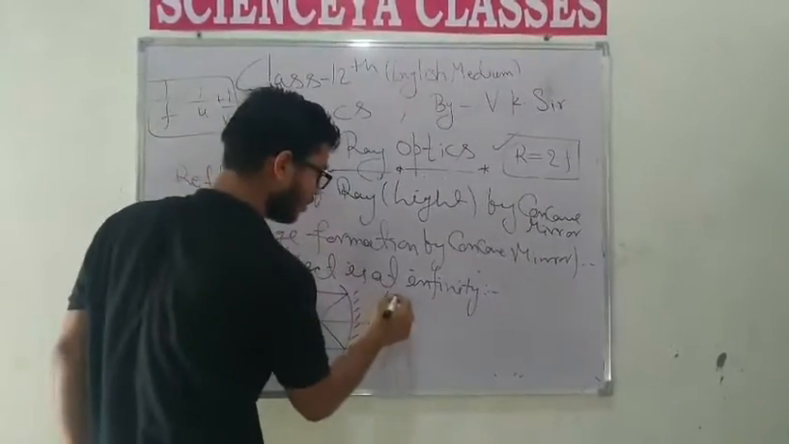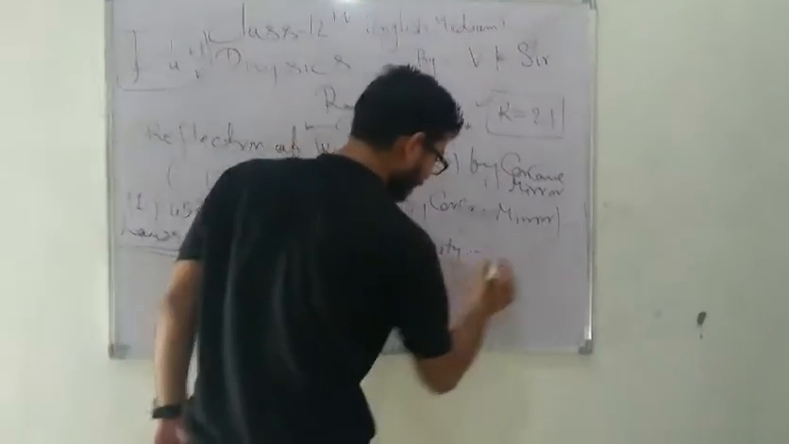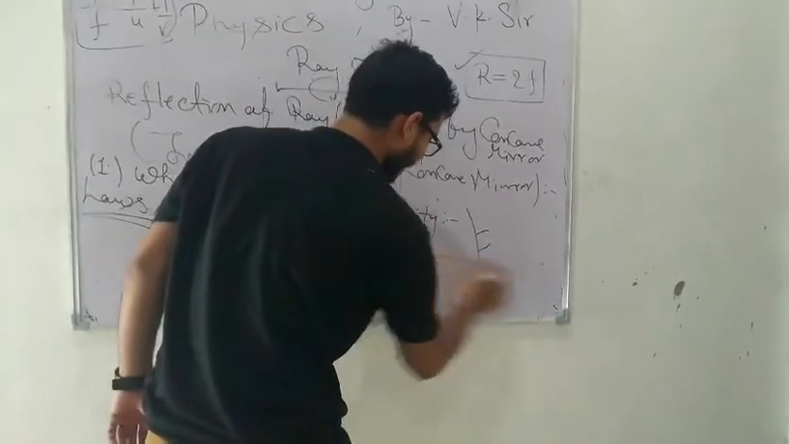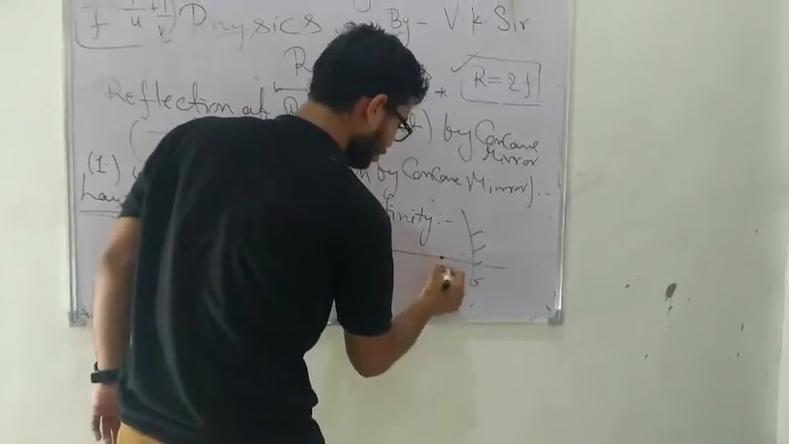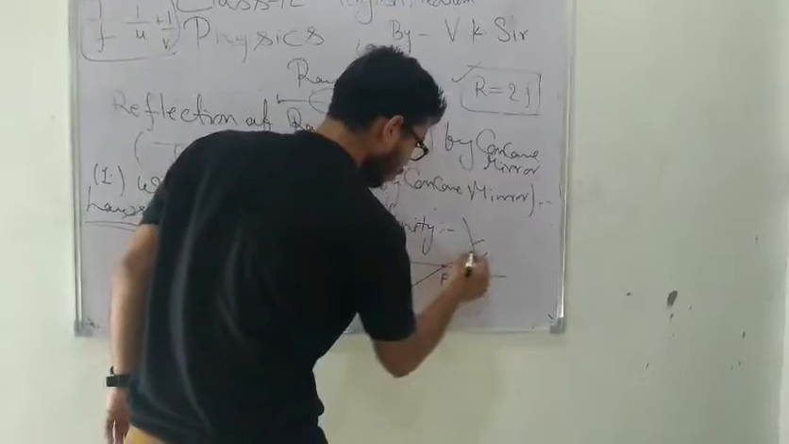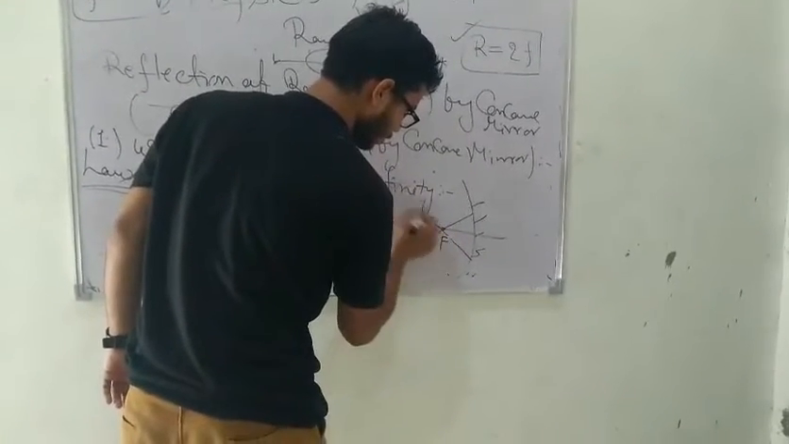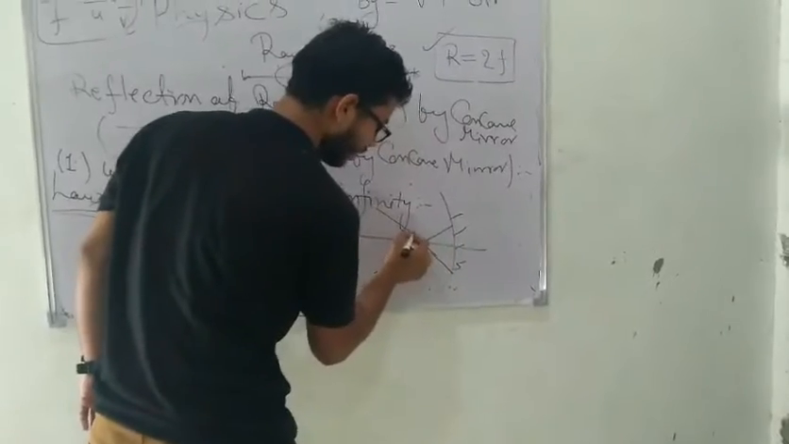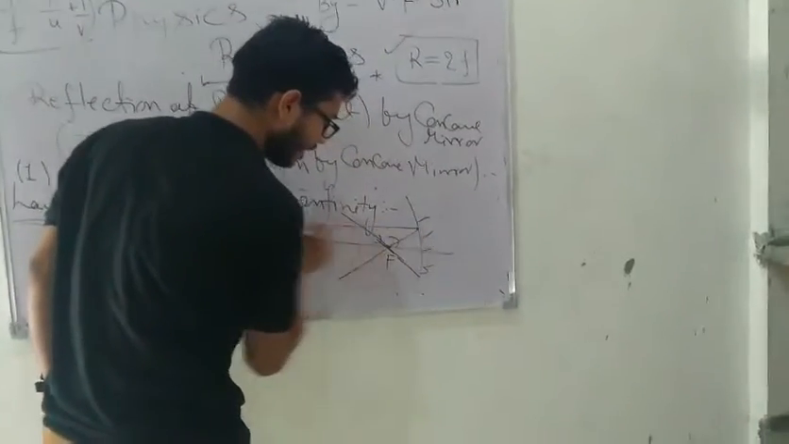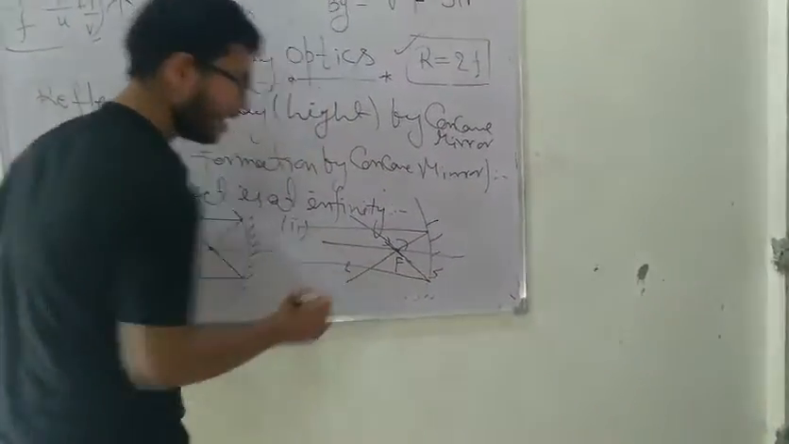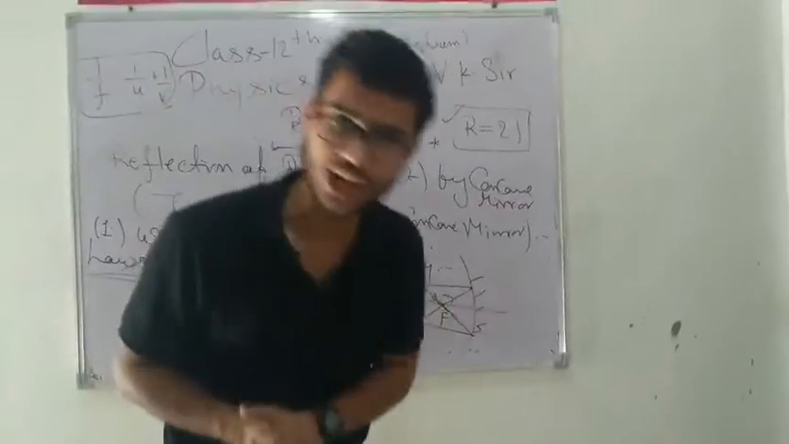The second rule of image formation is that the rays that pass through the focus, after reflection, are parallel to the principal axis. This is the second law.